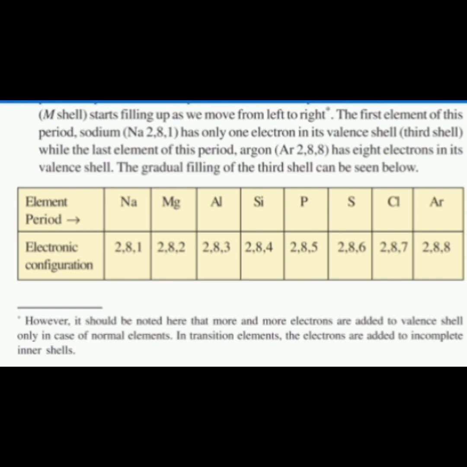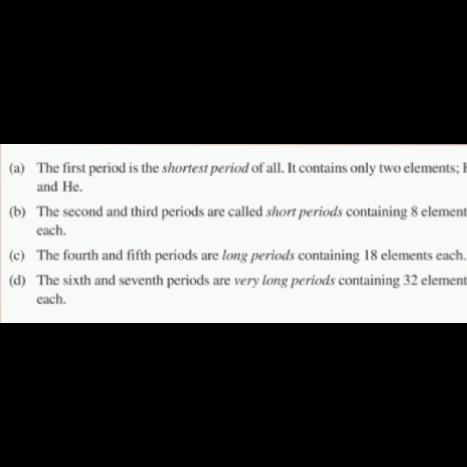Next, first period is the shortest period of all. It contains only 2 elements, H and He. So first period has two elements, that is the shortest period, which contains H and He. He means helium, hydrogen and helium.